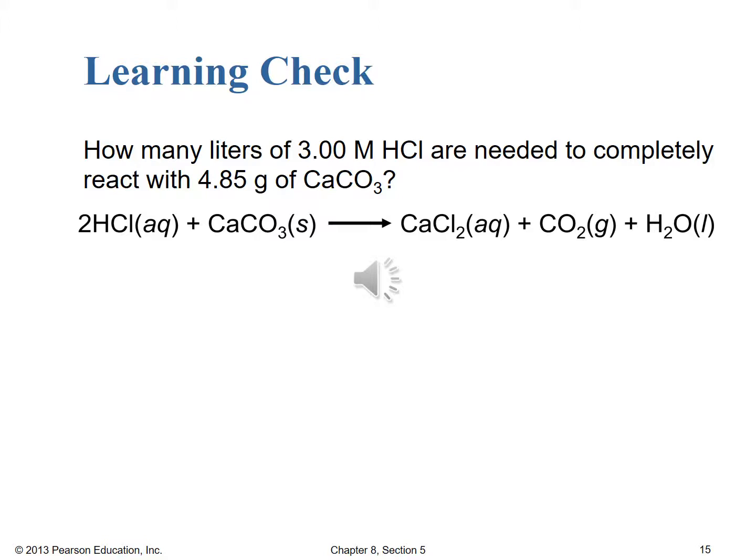calcium carbonate? And we have our balanced chemical equation telling us that 2 moles of hydrochloric acid react with 1 mole of calcium carbonate solid to give 1 mole of calcium chloride solution, aqueous phase, plus 1 mole of carbon dioxide gas, some of which will escape as bubbles, a little bit of which will dissolve into the solution as well, and then finally liquid water. So using the information in this problem, go ahead and solve for the liters of HCl needed.